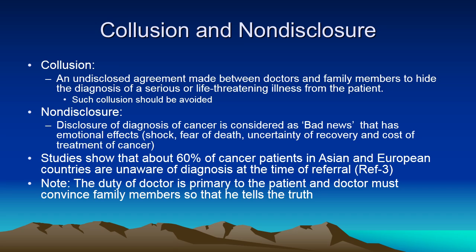Now, before going into this question, I would like to discuss two terms, collusion and non-disclosure. Collusion is an undisclosed agreement between doctor and family members to hide the diagnosis of serious or life-threatening illness from the patient. Such collusion is unwarranted in medical practice and should be avoided.